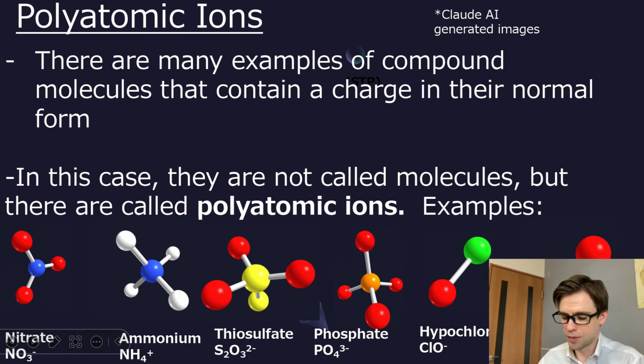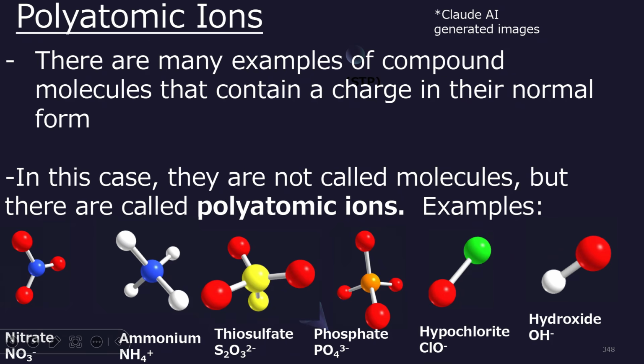So polyatomic ions, I'm sure you know some. There's many examples. There's unlimited examples, but I have about 6 here to show you. Nitrate, NO3-, ammonium, NH4+, thiosulfate, S2O3 2-, phosphate, PO4 3-, hypochlorite, ClO-, hydroxide, OH-.